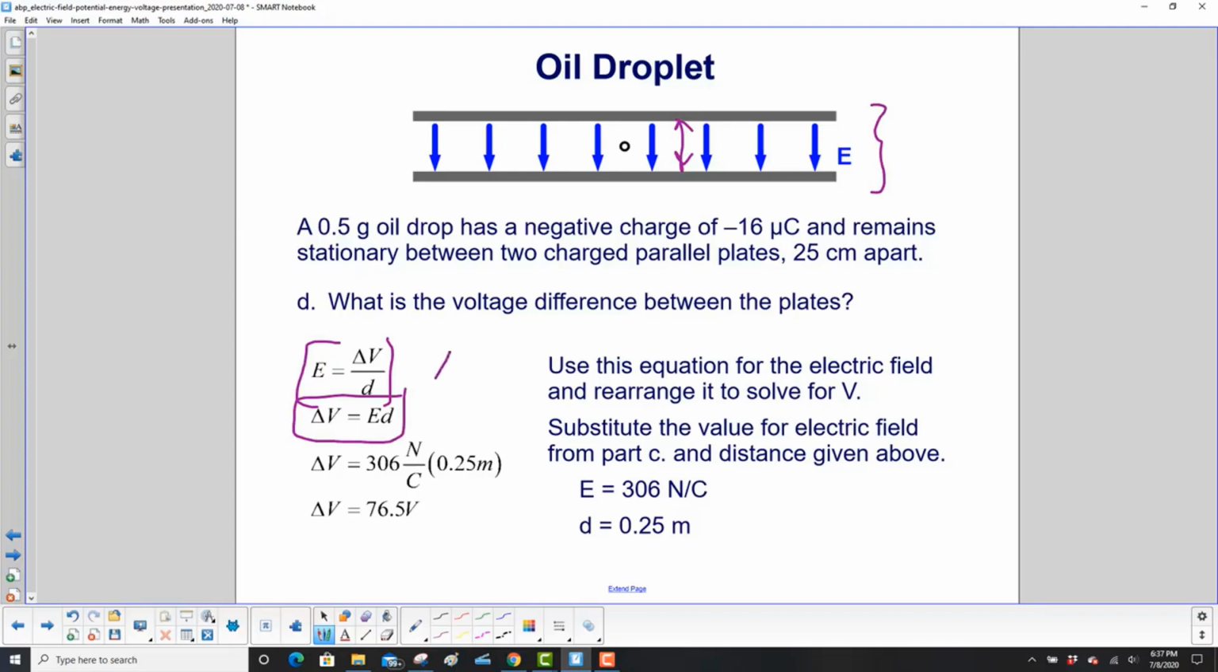So delta V, here's our electric field, and we're just going for the magnitude here, times 0.25 meters, and we get a change, a delta in electric potential, or a delta voltage, or a voltage difference, a lot of different ways to say it, of 76.5 volts.